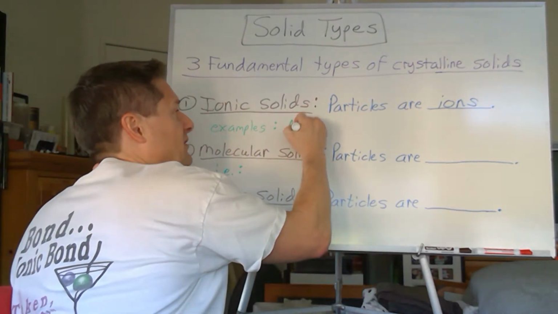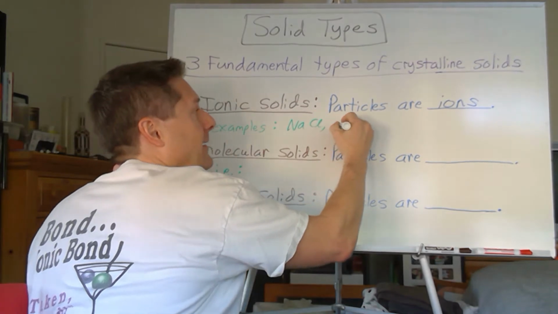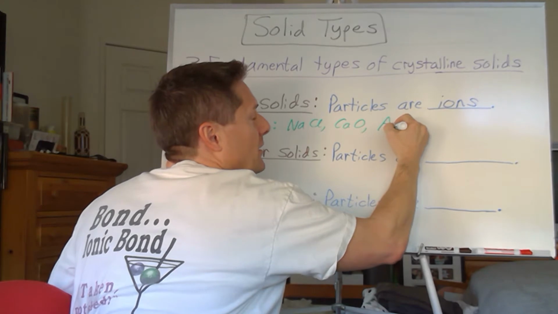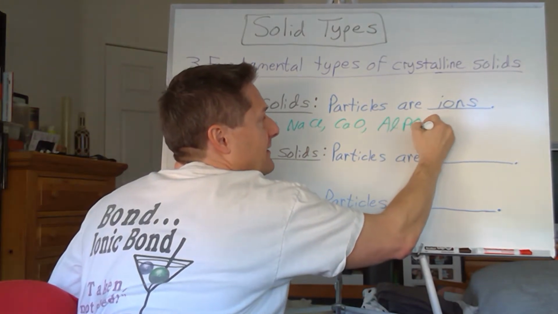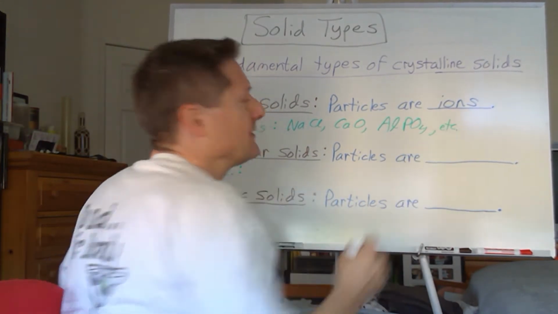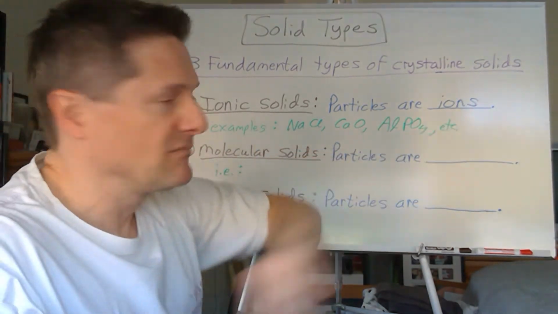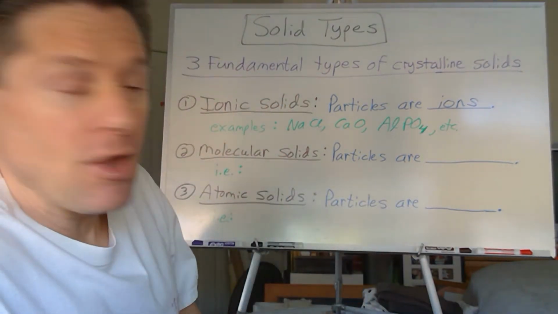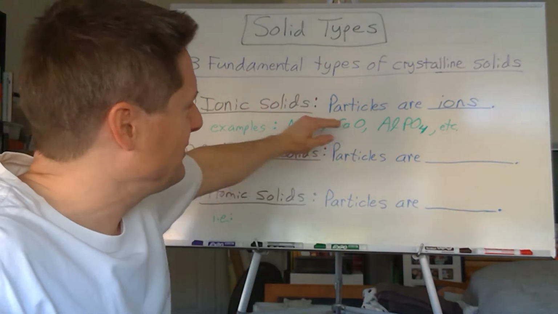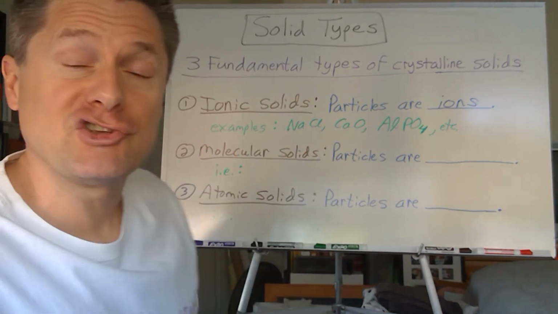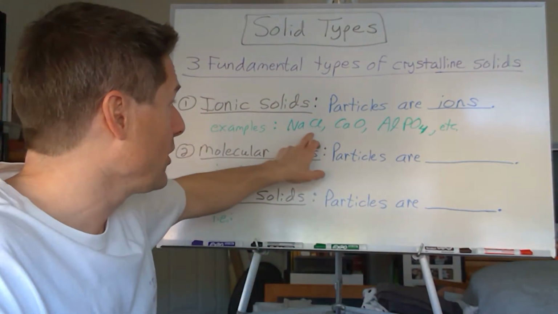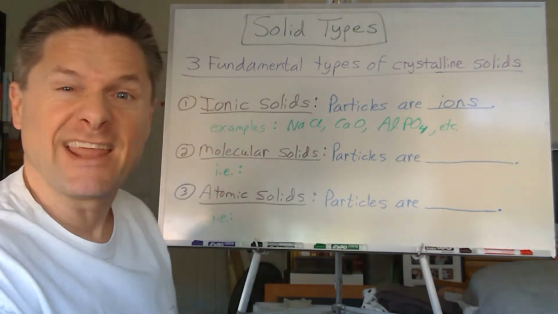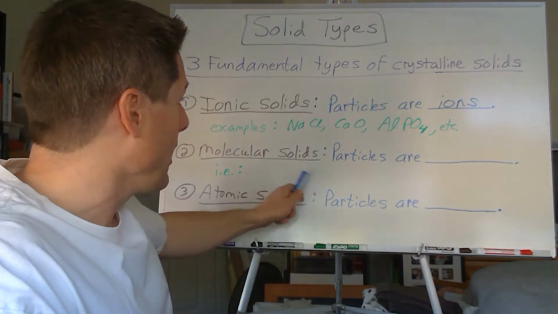So, your typical sodium chloride, right? Calcium oxide, aluminum phosphate, etc. Doesn't really matter. As long as you've got a cation and an anion, you're good to go. And I'll look at each of these separately for maybe a minute or two and then call this a day on this video. But again, we're going to do some separate videos just on ionic solids, looking at what's called lattice energy and stuff. All right, molecular solids.